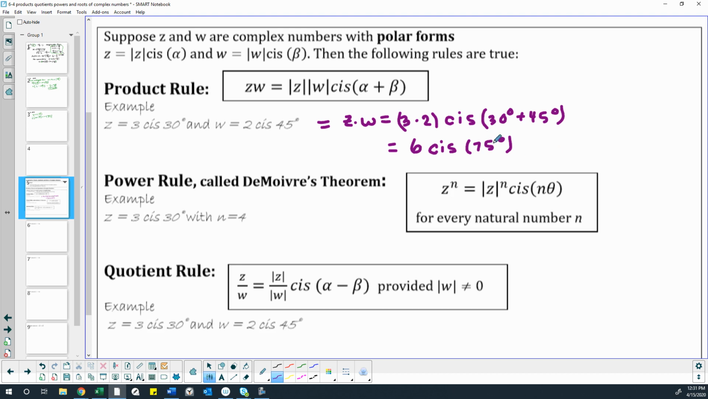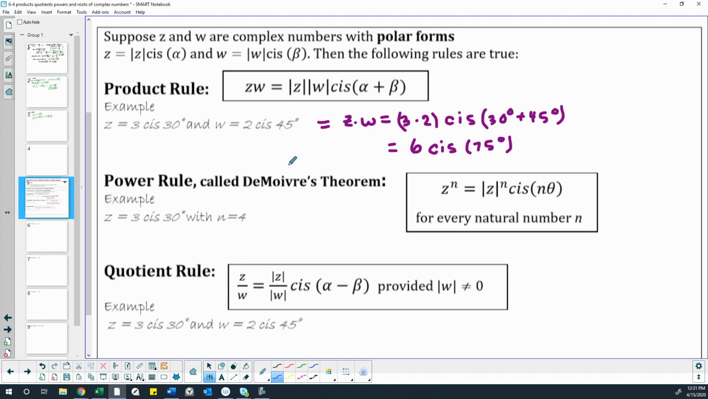Now, if 75 had been an angle we knew the exact values of, we could go ahead and multiply this out and put it back in rectangular form. But we will get to practice that in our other examples later in this section. Okay, so that's the product rule. That's multiplying two complex numbers together.